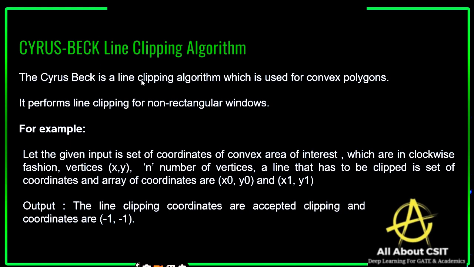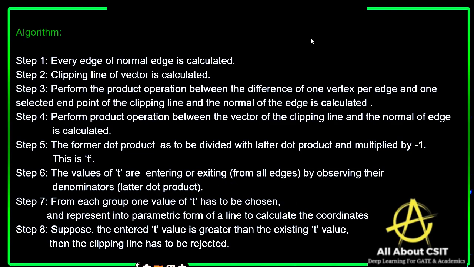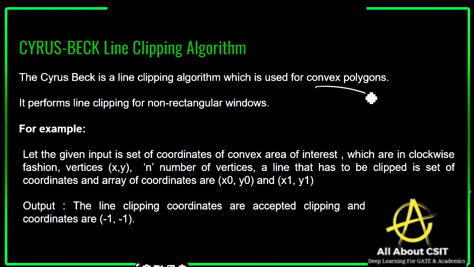The Cyrus-Beck line clipping algorithm is used for convex polygons. So we generally use it for convex polygons. Actually, there are disadvantages in the Sutherland line clipping algorithm. So the Sutherland line clipping algorithm is also there, and some disadvantages are there. In the Sutherland line clipping algorithm, the polygon should be considered only as a rectangular polygon.